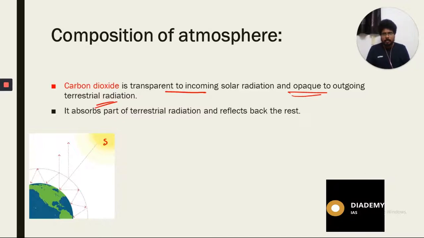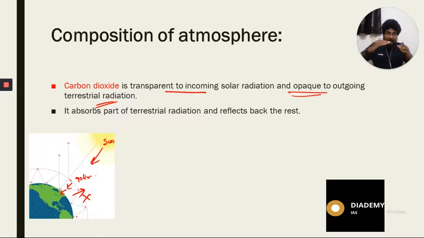This means that this is the sun and the radiation is coming onto the Earth. When the radiation is coming onto the Earth, the carbon dioxide present till the mesosphere, up to 90 kilometers, will allow the sun's radiation to enter into the Earth's atmosphere. But it will not allow this radiation to escape back into space. So what is it doing? It is maintaining the temperature of the Earth. See, if all the radiation coming into the Earth were reflected back, what would happen? The temperature on the Earth would not be maintained. During night time, the temperature would fall drastically.